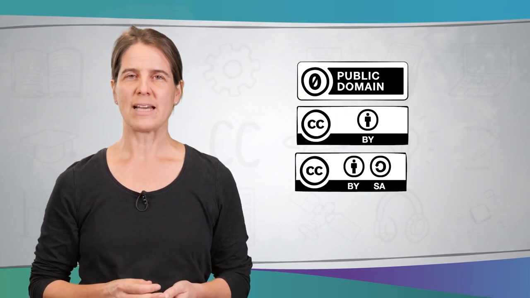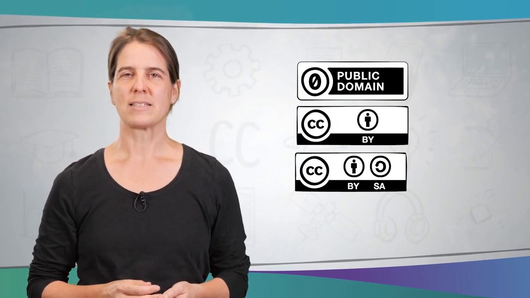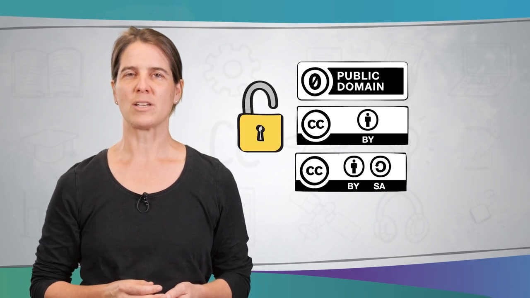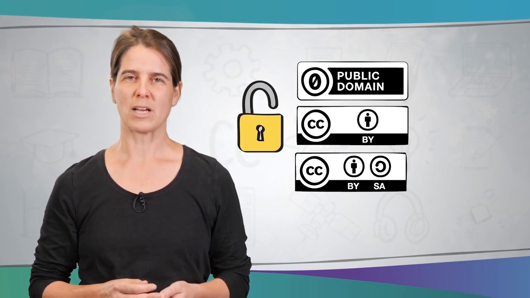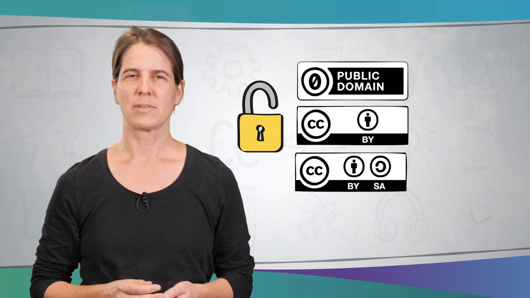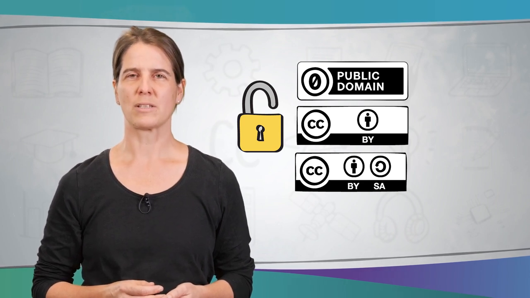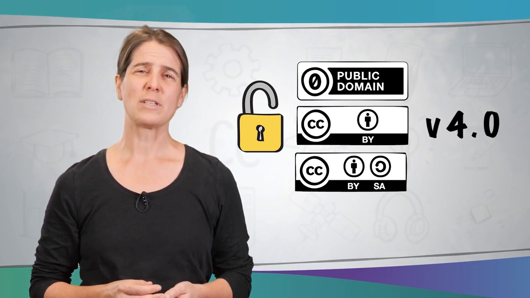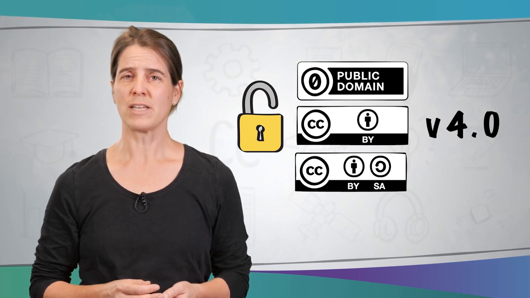In summary, the licenses CC0, CC BY, and CC BY-SA are open licenses in the sense of the definition of open educational resources by UNESCO. They are available in different versions. The current one has the version number 4.0. The best thing to do now is to take a closer look at the licenses themselves.